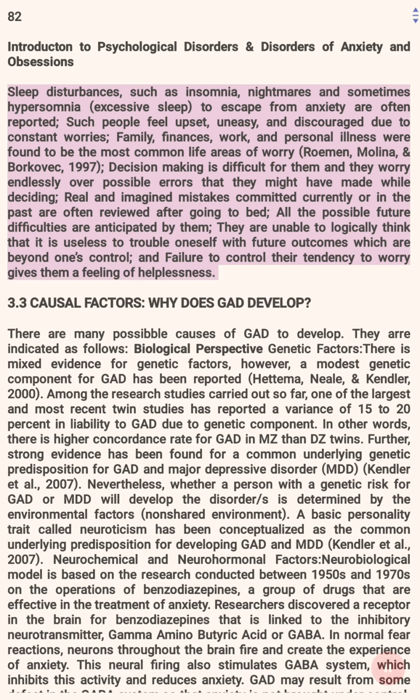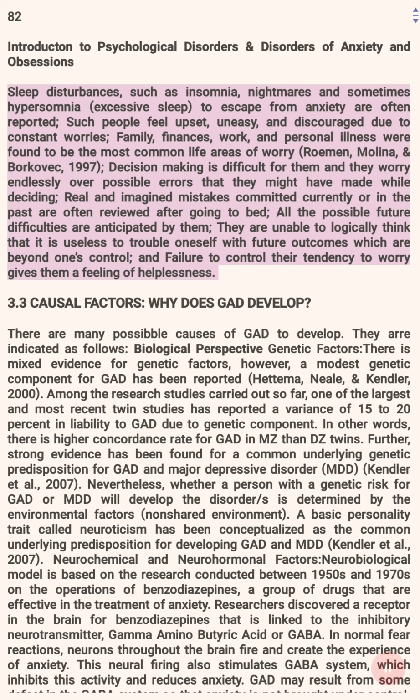Sleep disturbances, such as insomnia, nightmares, and sometimes hypersomnia, excessive sleep, to escape from anxiety are often reported. Such people feel upset, uneasy, and discouraged due to constant worries. Family, finances, work, and personal illness were found to be the most common life areas of worry (Roemer, Molina, and Borkovec, 1997).